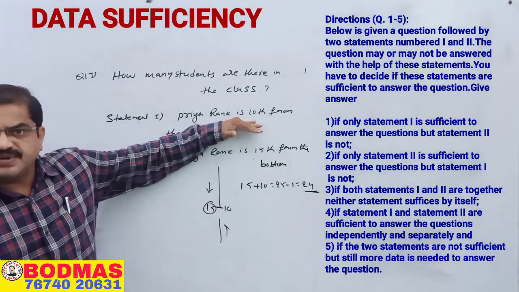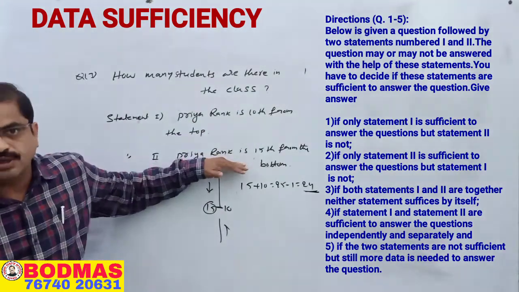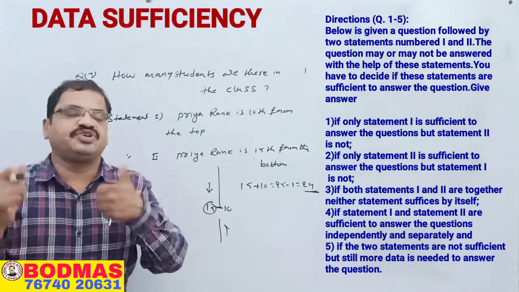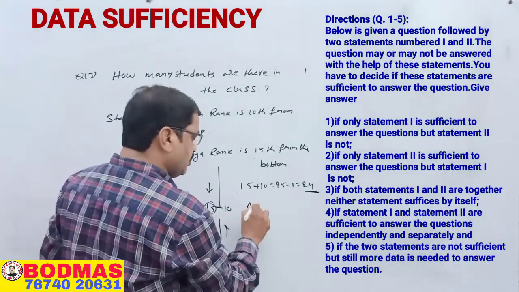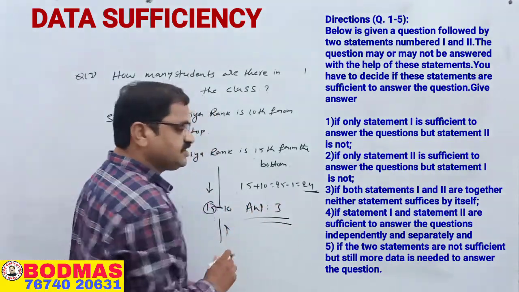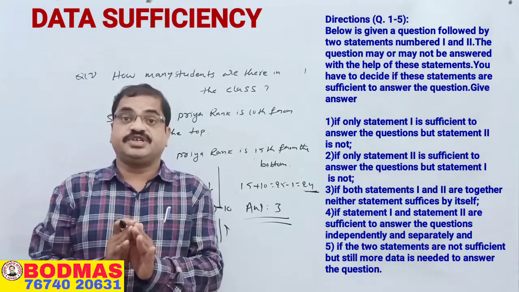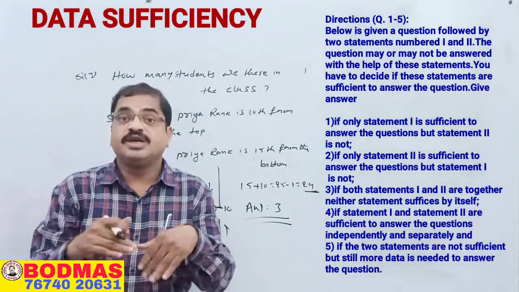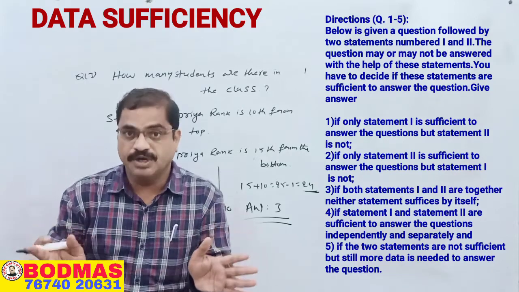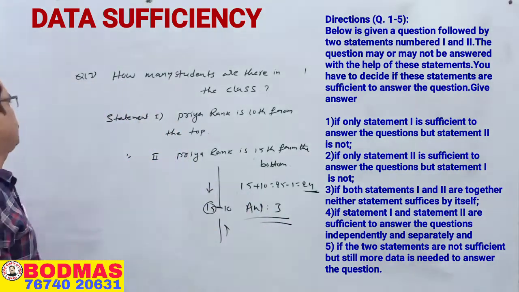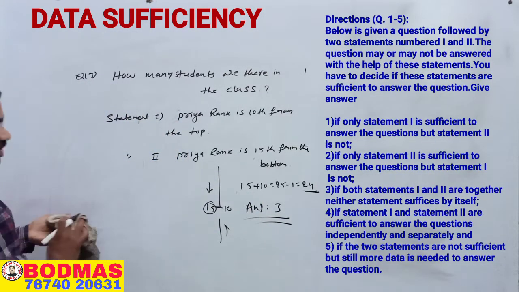How are we getting it? With only the first statement? No. Only the second statement? No. Together? Yes, together we are getting it. So our answer is 3: first and second statements together are sufficient, not sufficient individually, separately, independently. Okay. Now come to question number 4.